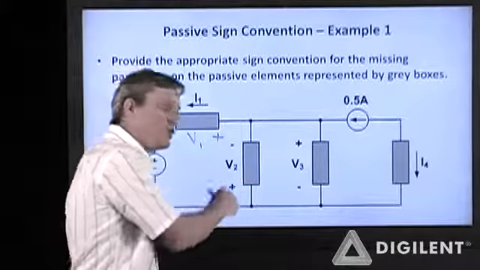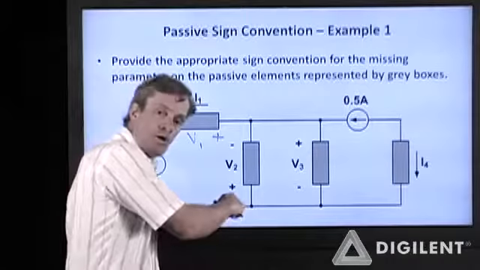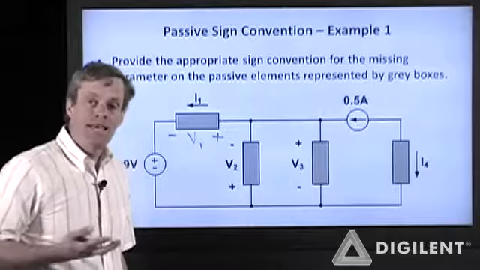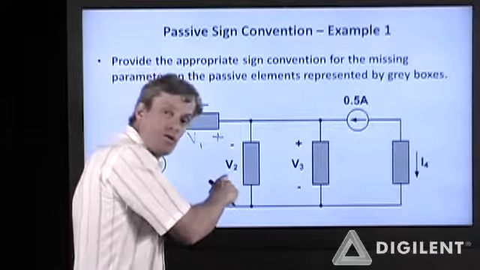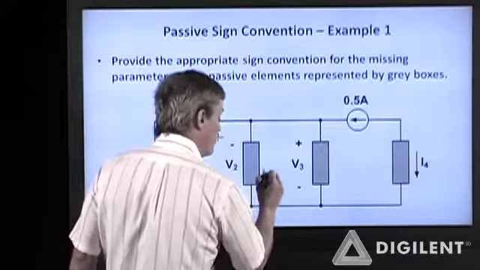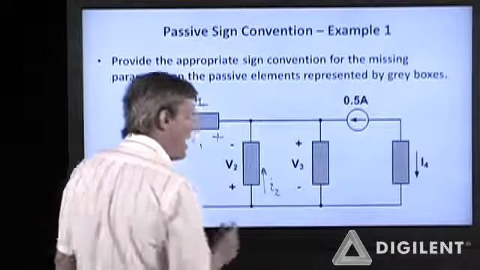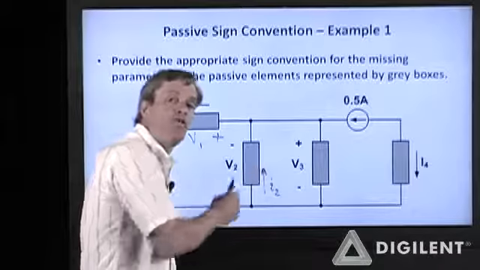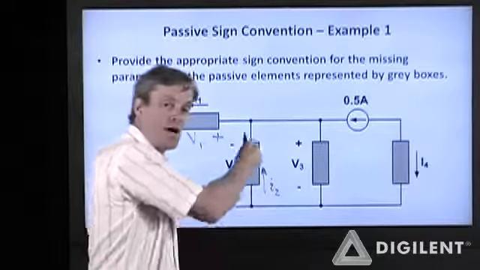In element 2, I've assumed that this lower node is at a higher voltage than the upper node. That dictates the assumption of the direction of assumed positive current for this element. So for element 2, I2 has to be going into the positive voltage node. I2, if it's positive, is going from bottom to top.